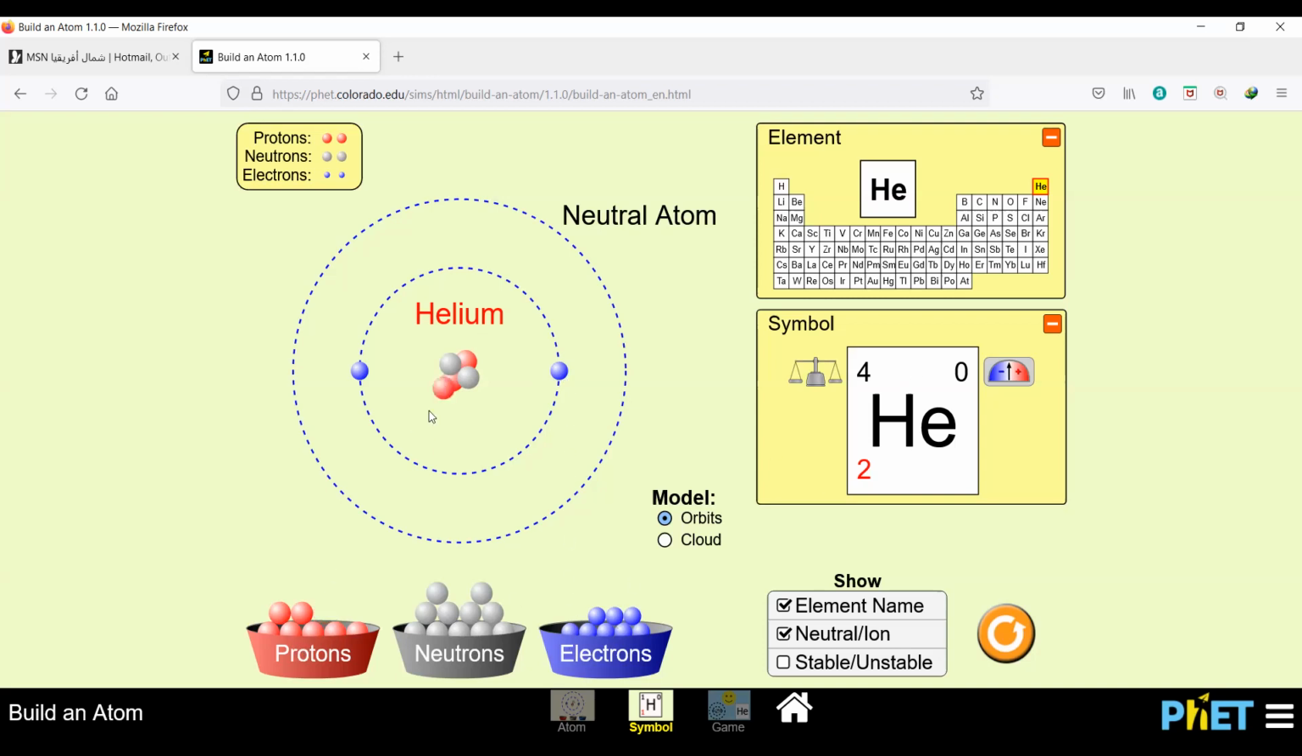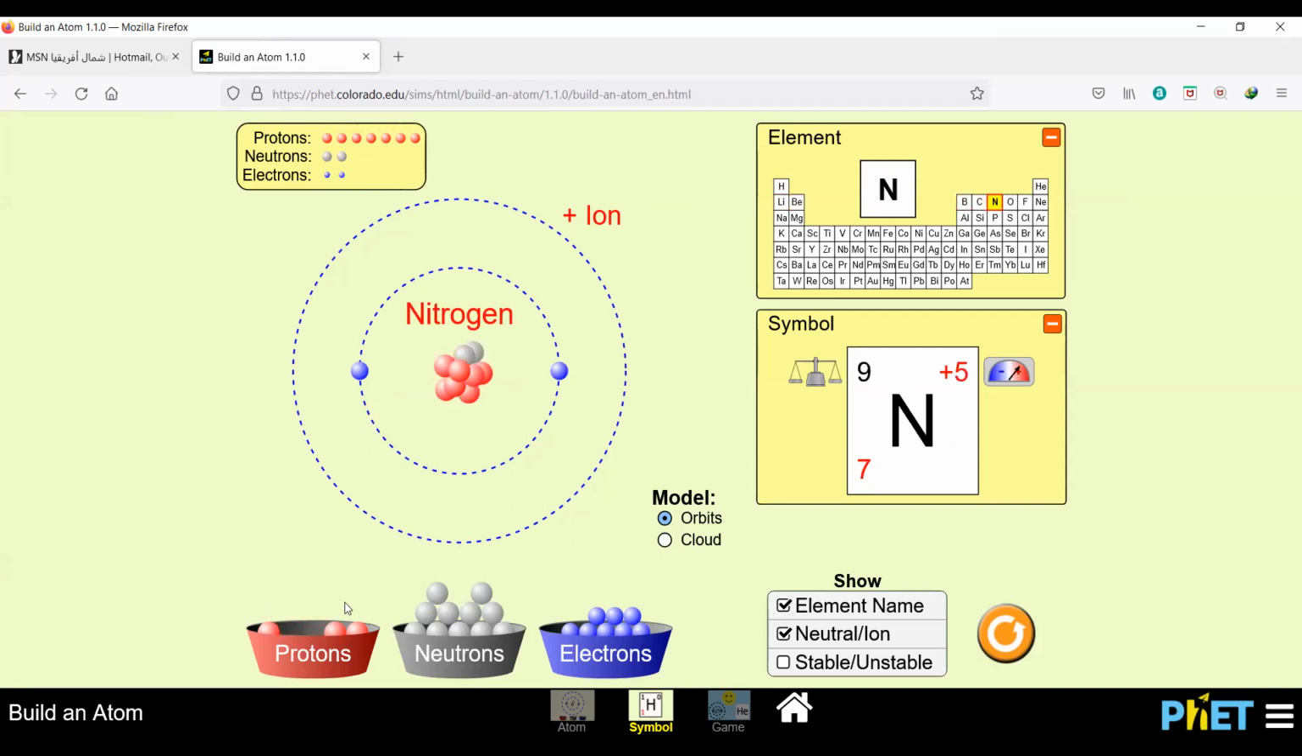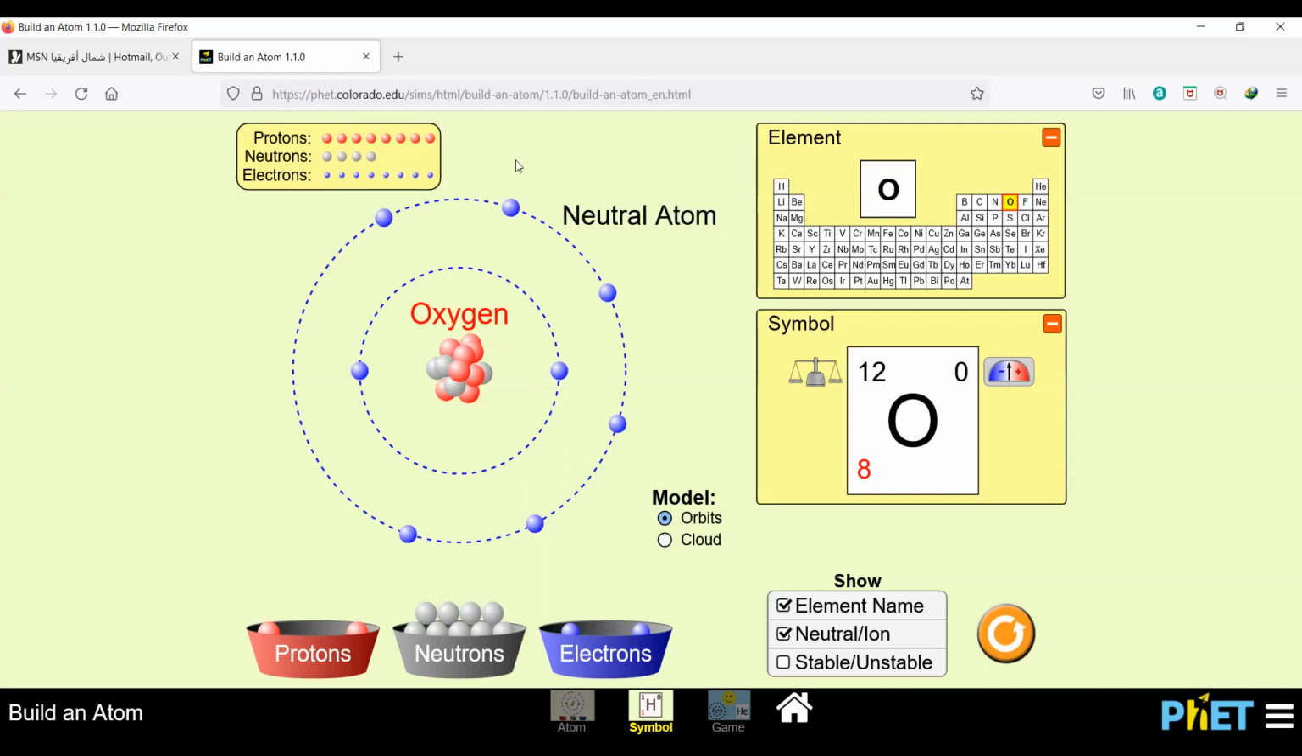Okay, if I add here, for example, let's make oxygen. So I'm going to add 8. Here we go. This is oxygen. It contains 8 protons, and I have to complete the electrons. Until I find the word neutral, it means that they have the same number of protons and electrons. Finally, Tuqa. Yes, here we go. Neutral atom. Tuqa, is it clear?